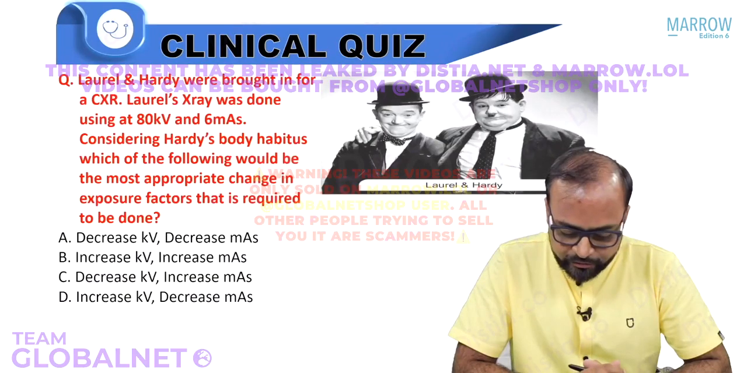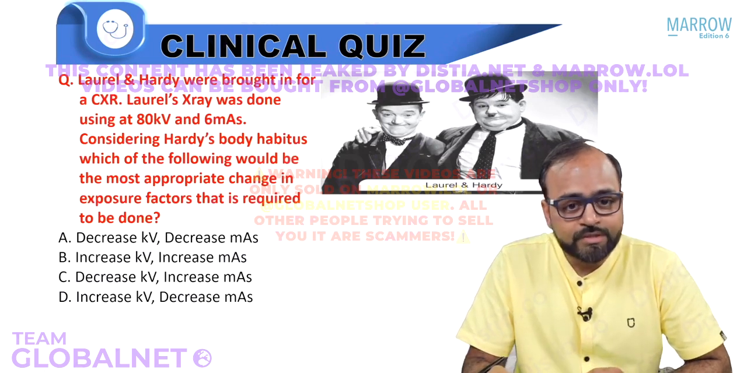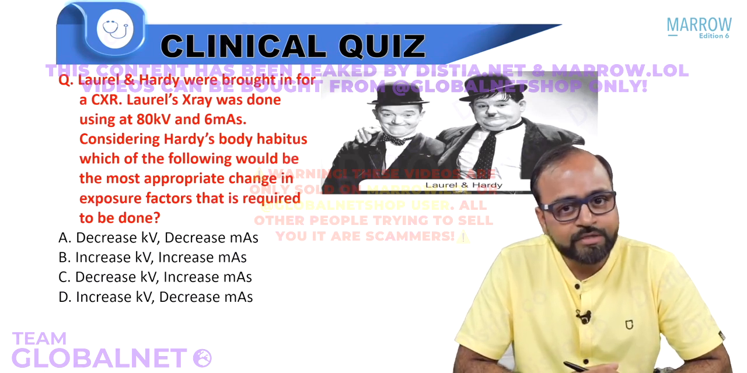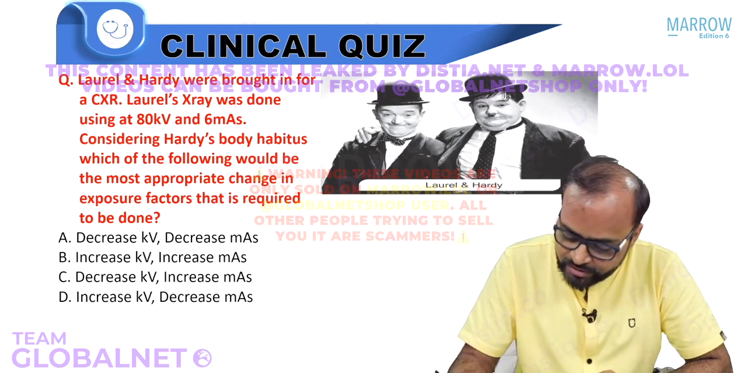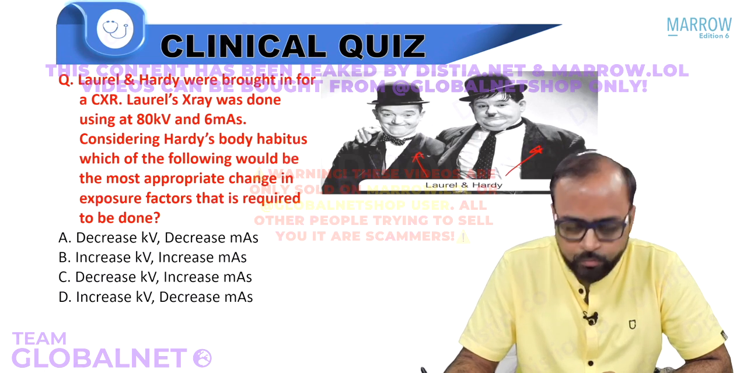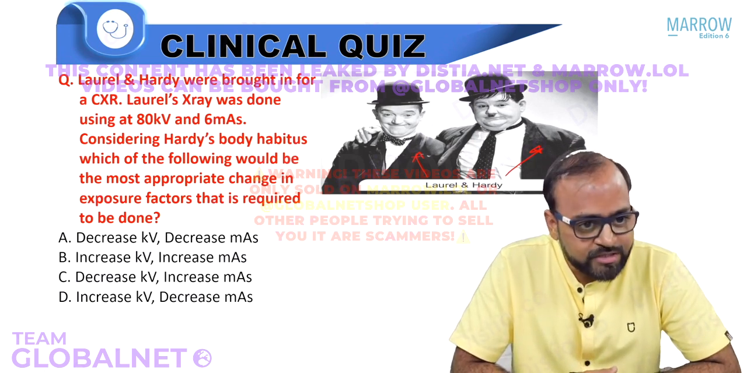Laurel and Hardy were brought in for a chest X-ray. All right, I hope you've seen a few episodes of Laurel and Hardy. It is quite an old television series, right? In the olden days it used to air, but it is a very funny one. So Laurel is this thin-built guy, and Hardy is the one who is sort of a bully and has a very healthy build. So Laurel and Hardy were brought in for a chest radiograph.